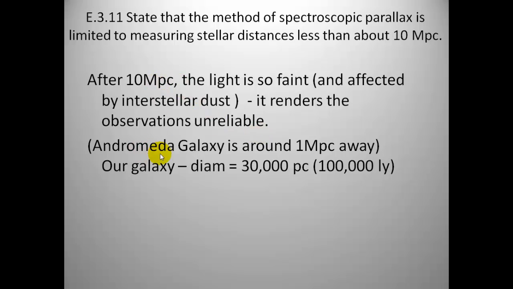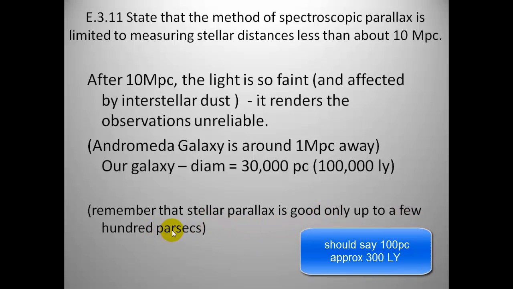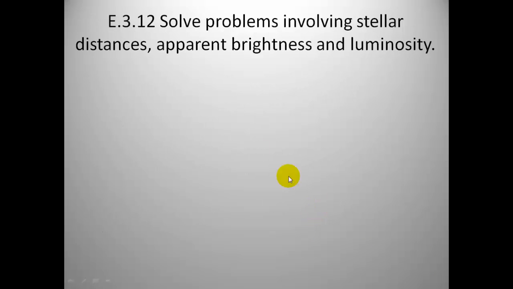The Andromeda Galaxy is only 1 million parsecs away, so we're able to use it for everything in our galaxy and for all the close galaxies, all the stars in the local galaxy if they're bright enough. So remember, stellar parallax is only good for 100 light years, 300 light years or so. You have to be able to solve problems.